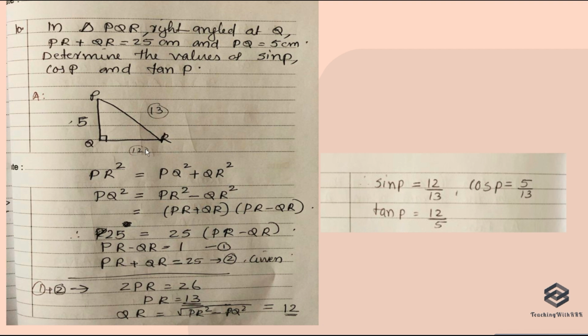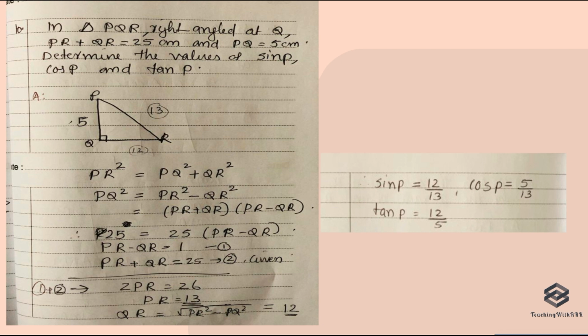Now sin P. Sin P equal to opposite of angle P, QR, divided by hypotenuse PR, 12 by 13. Then what you want to find out? Cos P. Cos P is adjacent by hypotenuse. Adjacent of angle P is 5, hypotenuse 13, 5 by 13. Tan P is opposite by adjacent. Opposite is 12, adjacent is 5. So tan P is 12 by 5.